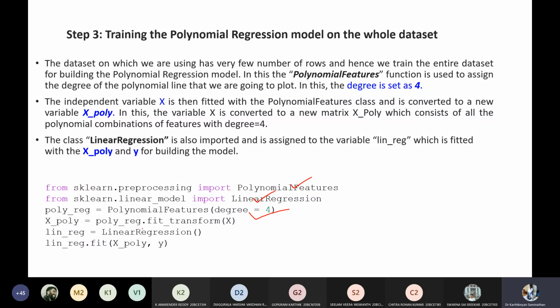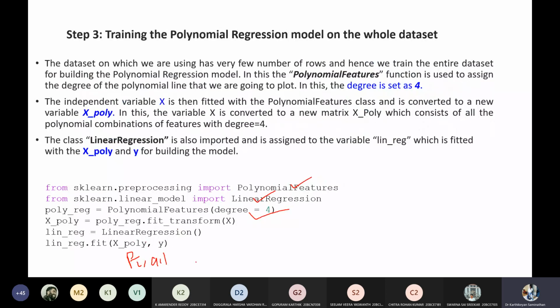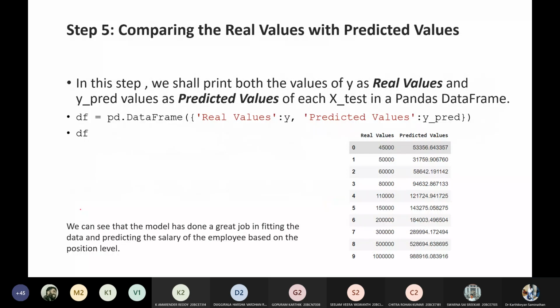So polynomial_regression.fit_transform. Then I am calling the linear regression, using x poly along with the predicted variable, comma, actual variable. Predicting the result, as you know, y prediction is nothing but our predicted value. So that is linear_regression.predict of x poly. Based on x poly, I am predicting, that is your y poly value. Finally, these values are kept under the variables called real values and predicted values.